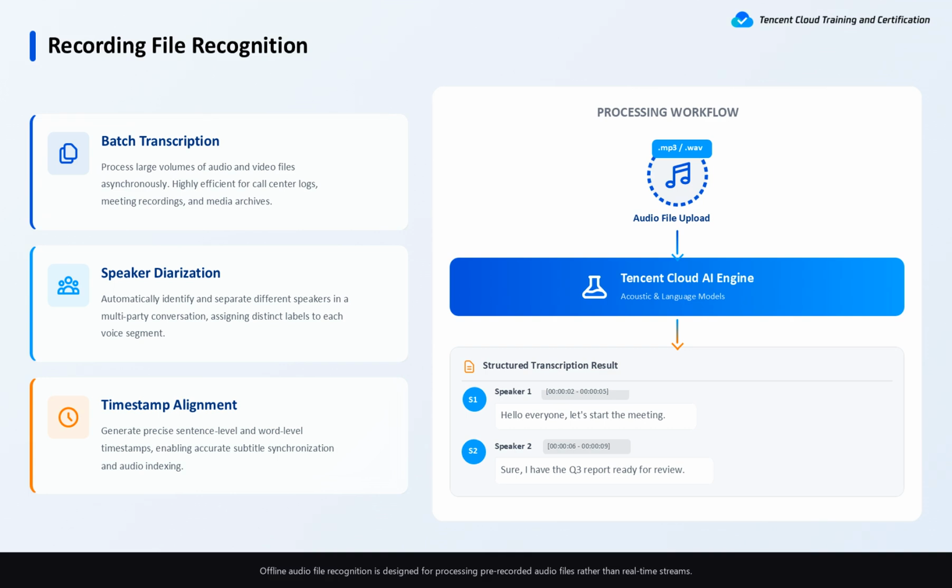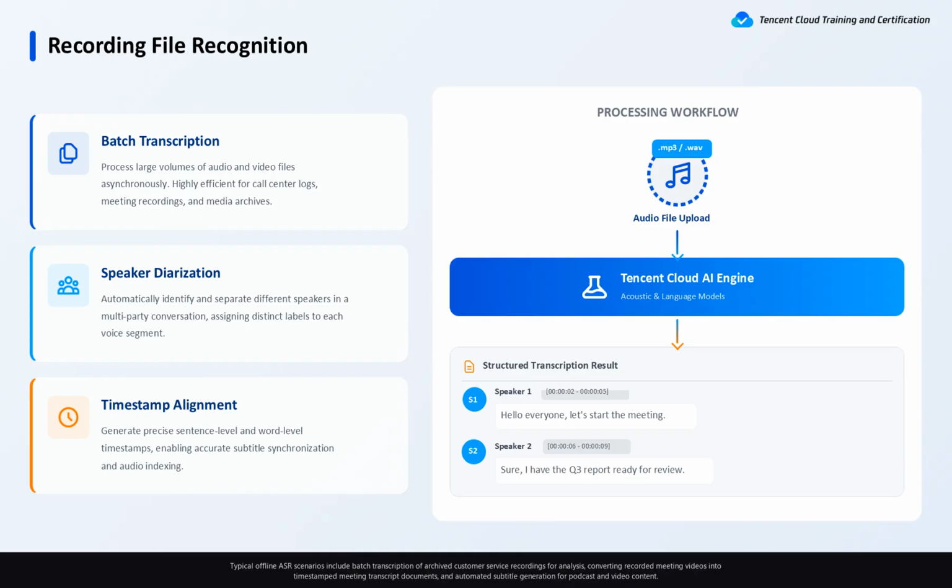Offline audio file recognition is designed for processing pre-recorded audio files rather than real-time streams. Unlike real-time ASR, where minimizing latency is paramount, offline recognition prioritizes accuracy and completeness, making it appropriate for scenarios with higher tolerance for processing time but stronger requirements for transcript fidelity. Tencent Cloud's offline ASR supports WAV, MP3, M4A, AMR, and other common audio formats, with file submission via Tencent Cloud COS object storage or direct URL.